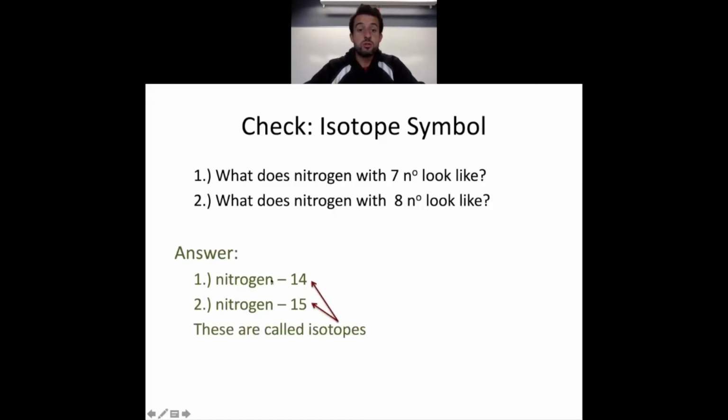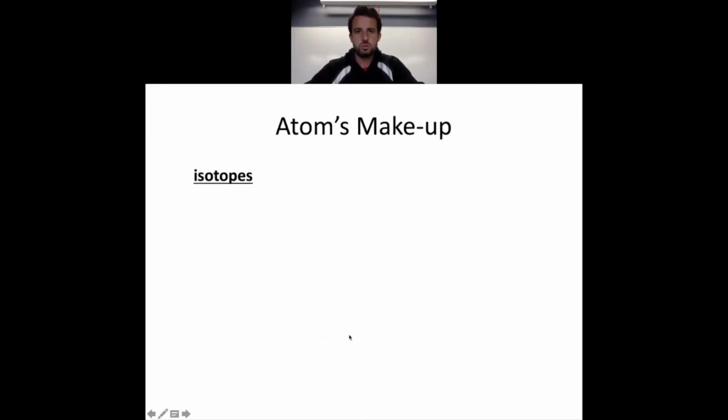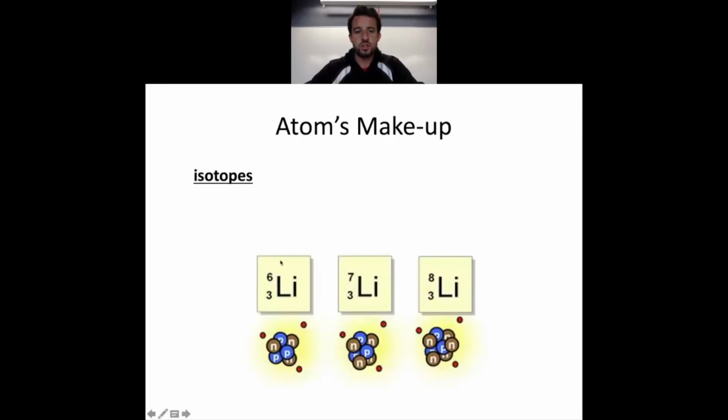Fun fact, nitrogen 14 and nitrogen 15 are actually different atoms. So we call these isotopes. Here's what I'm talking about. An isotope is something like this. You got lithium 6, lithium 7, and lithium 8. Notice they're all lithium. They all have the same 3 on the bottom. And if you look at the picture down here, that's 3 protons, 3 electrons for each of them. What you'll notice is different is those brown neutrons. We've got 3, then 4, then 5.